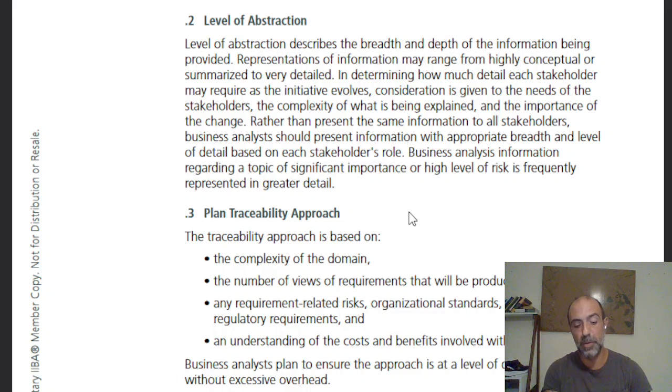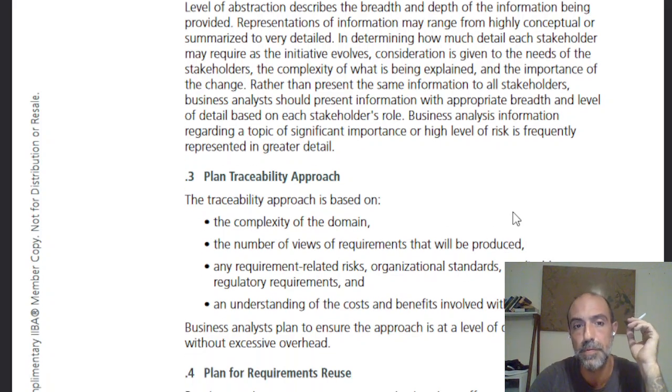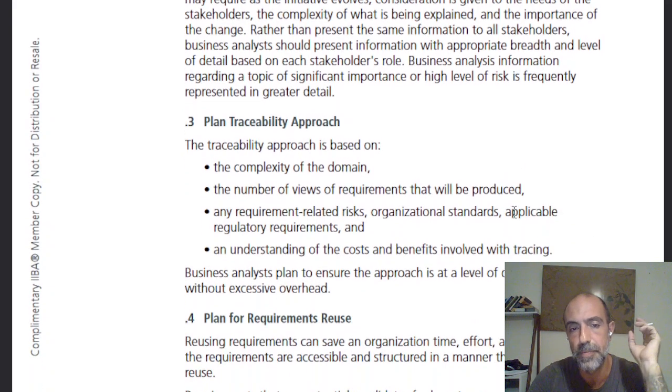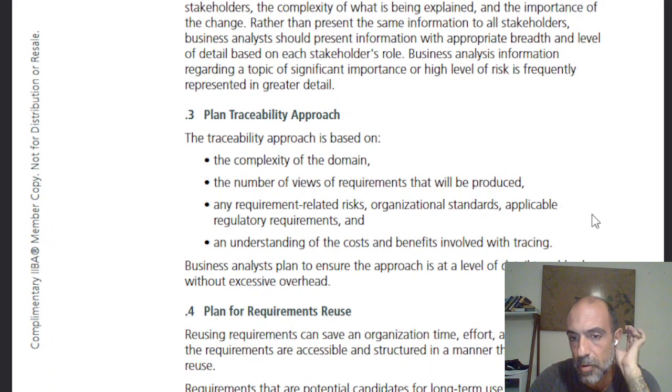What effectively you're doing is preparing the setup for when the time comes for you to start sharing information. You know who to share what with, and again, some information is privileged and some information is necessary to people. Business analysis information regarding a topic of significant importance or high level of risk is frequently represented in greater detail. Depends on who you're presenting to, naturally.